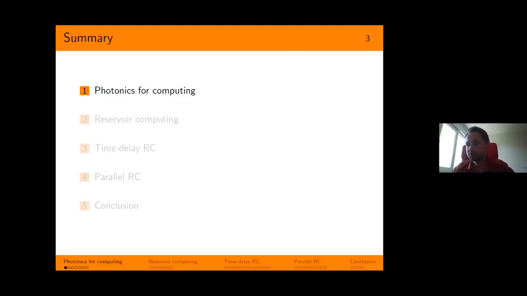In this talk, I will show you some of the recent advances in optical computing with recurrent neural networks. And I'll try to convince you that investing into optical computing in the future is not such a bad idea after all.